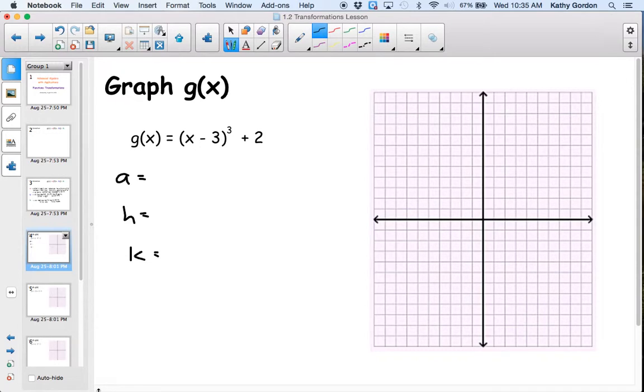Go ahead and try this first one. We want g of x to be (x minus 3) cubed plus 2. You've got the whiteboards there in your baskets, and there are graphs on the back of the whiteboard, so do it on the whiteboard so we can see what you come up with.